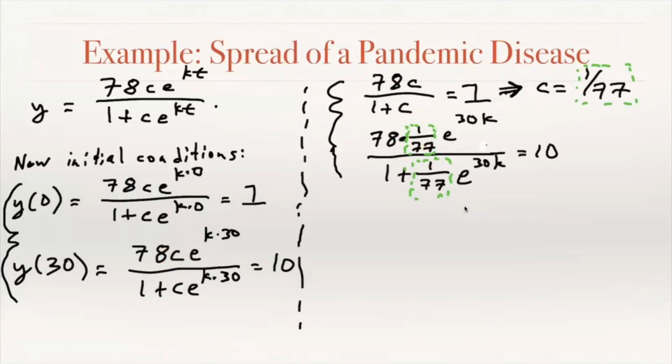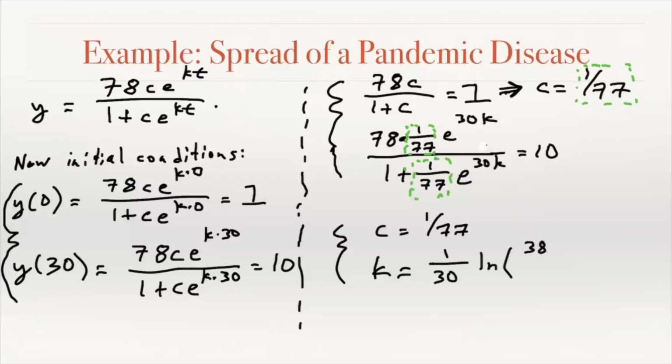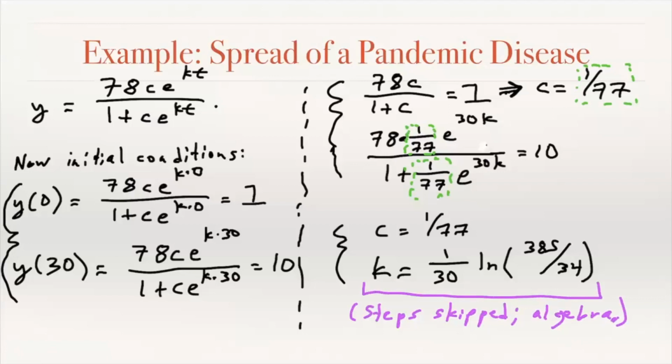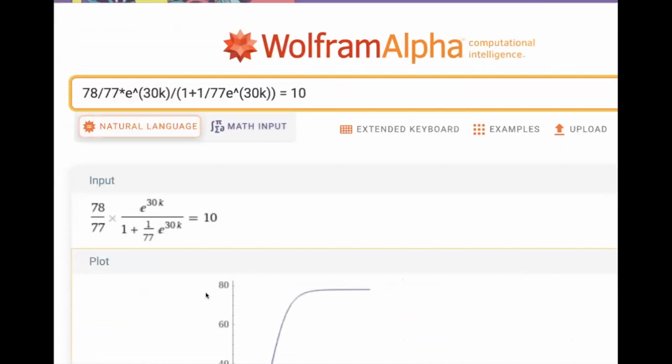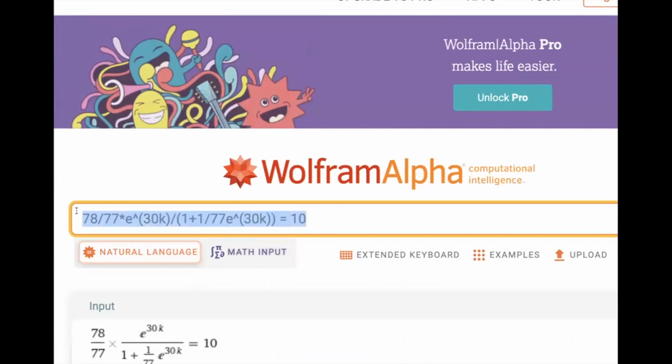And now to solve this, we can do a very similar thing to what we did to solve for y earlier, which is multiply both sides by the denominator, isolate e to the 30k, factor out, take the natural log, divide by 30, and we get 1 over 30 ln of 385 over 34. Solving for k there was just algebra. So the algebra here can get a bit messy. We can always check your work by asking Wolfram Alpha to do algebra for you.